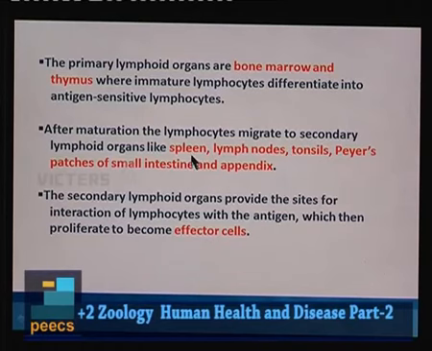What are the examples for secondary lymphoid organs? Spleen, lymph nodes, tonsils, Peyer's patches of small intestine and appendix. So, bone marrow and thymus are the examples for primary lymphoid organs. Spleen, lymph nodes, tonsils, Peyer's patches and vermiform appendix are the examples for secondary lymphoid organs. Within the secondary lymphoid organs, these lymphocytes undergo an interaction with antigen, and after interacting with antigen, they are capable of producing effector cells.